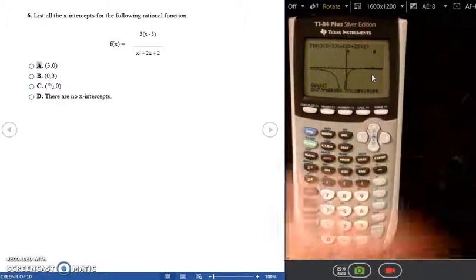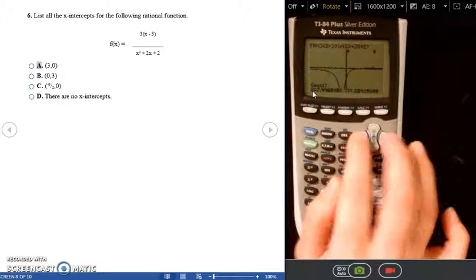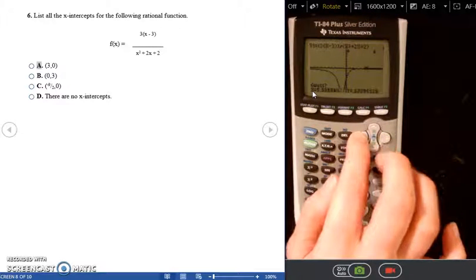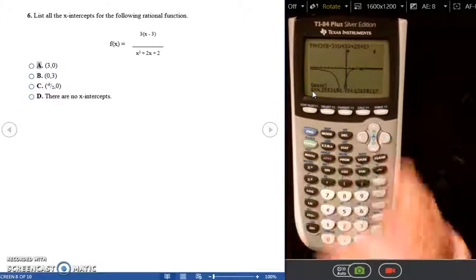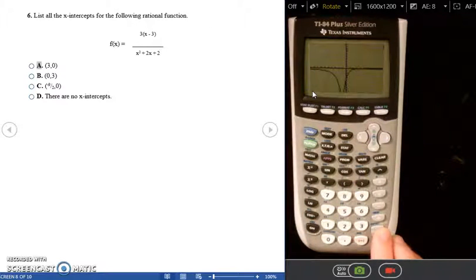And then it says guess. So that means I'm going to move the little spider using the left and right arrows as close to the x-intercept as possible and press enter. And there it goes straight to the x-intercept, and it tells me down here that the x-intercept is 3, 0. So that means I have confirmed that A is going to be my final answer.